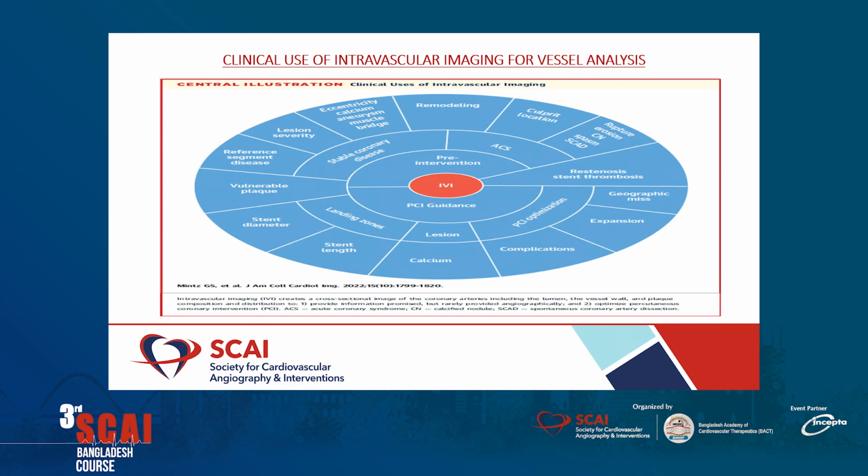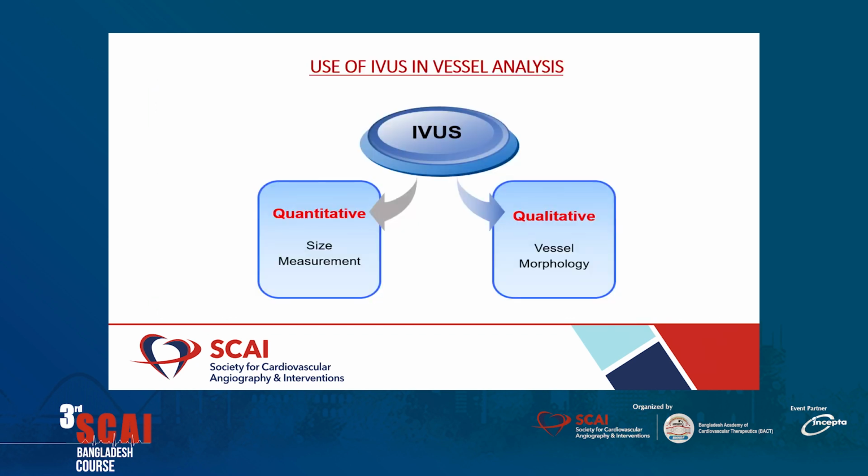And then when you finally decide what it is and what you want to do, you would also want to use it during PCI guidance to look at exactly what stent size you want to use, what associated devices you want to use, and you want to look at the end of the PCI for optimization and for looking at, are there any complications? Have you achieved a great MSA? Is there a good expansion?